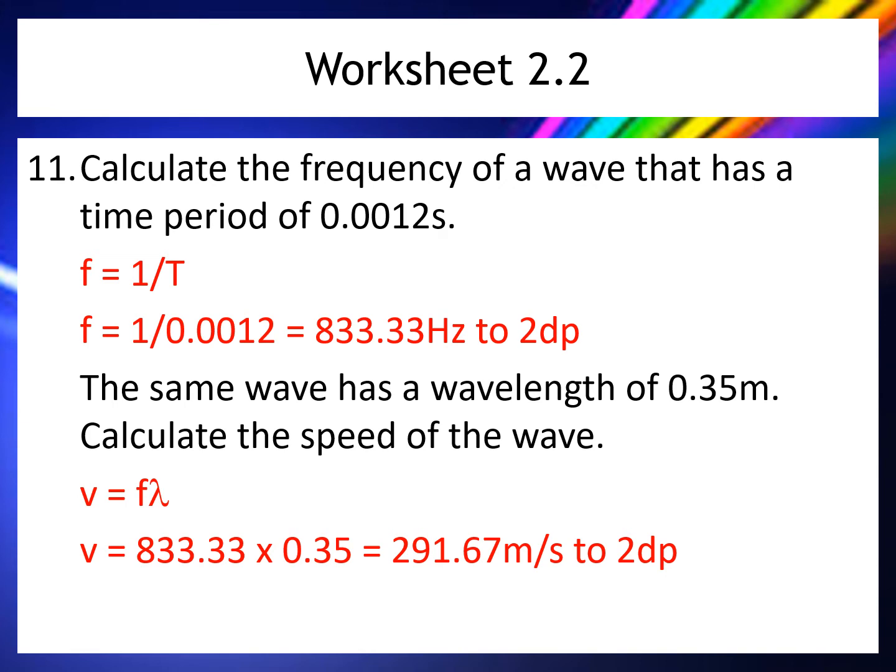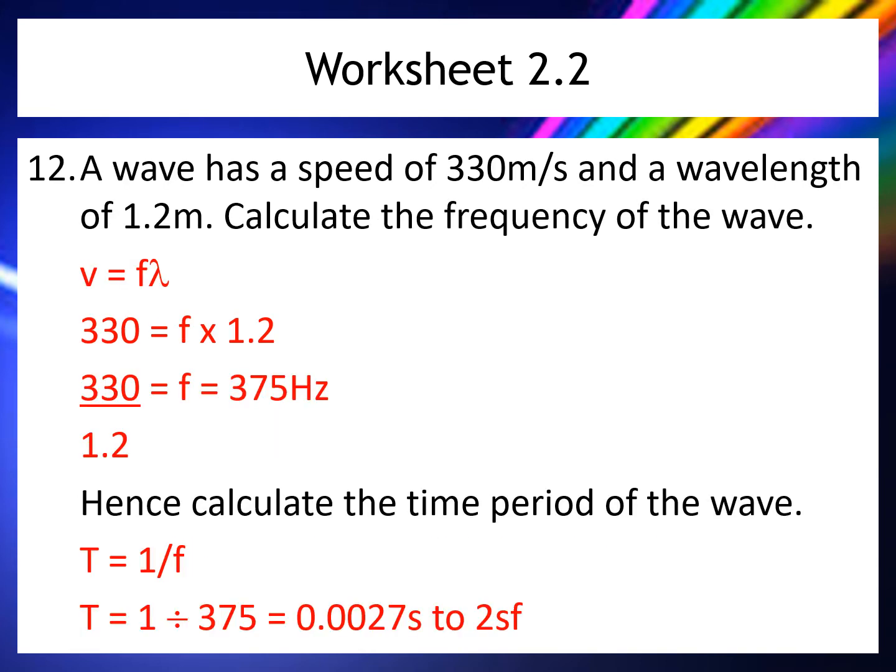Again, we put the numbers in. Remember to do this first. V in this case is velocity, which we're trying to find. We have the frequency, which is 833.33, and we're multiplying it by the wavelength 0.35. This gives us a velocity of 291.67 meters per second to two decimal places.